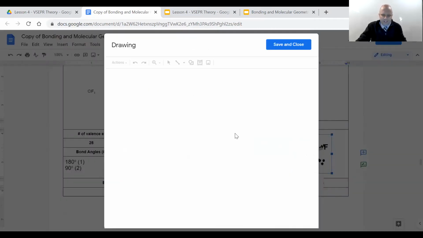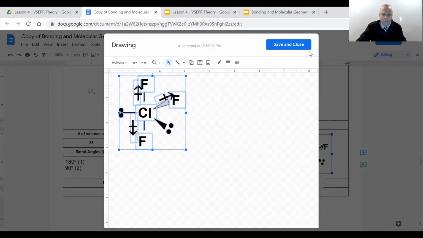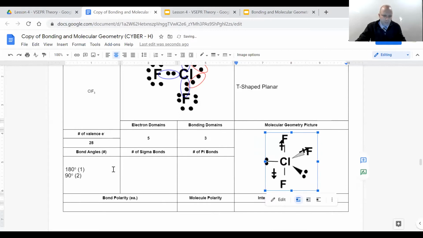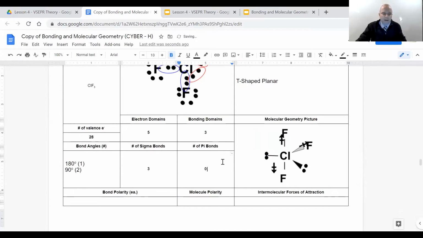Alrighty, and then see how that looked all the way to the right there? The way to fix that is to just grab everything and move it over here to the left. Then once that happens, you could just make it smaller. Okay, so in this case, no double bonds. We have 3 sigma bonds. We have no pi bonds.